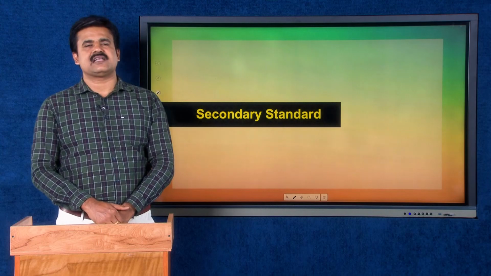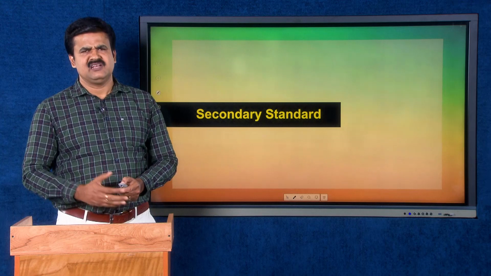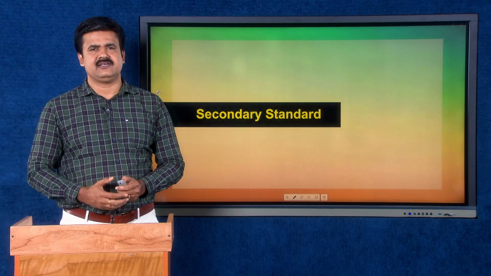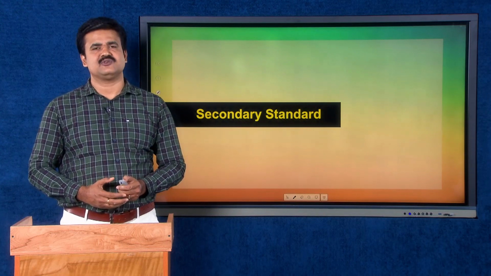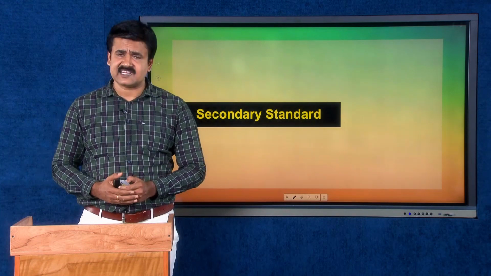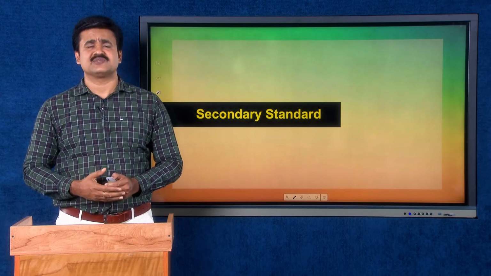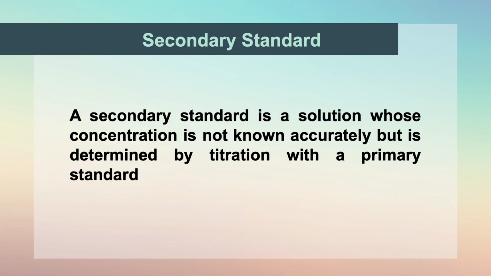Now we are discussing another aspect of the volumetric analysis, that is nothing but secondary standard. We just now studied a primary standard. A primary standard is a material which is weighed out and directly converted to a standard solution. A material which is used to prepare a standard solution is called the primary standard. Now we are considering another type of material used in volumetric analysis. It is nothing but the secondary standard. A secondary standard is a solution whose concentration is not known accurately but is determined by titration with a primary standard.